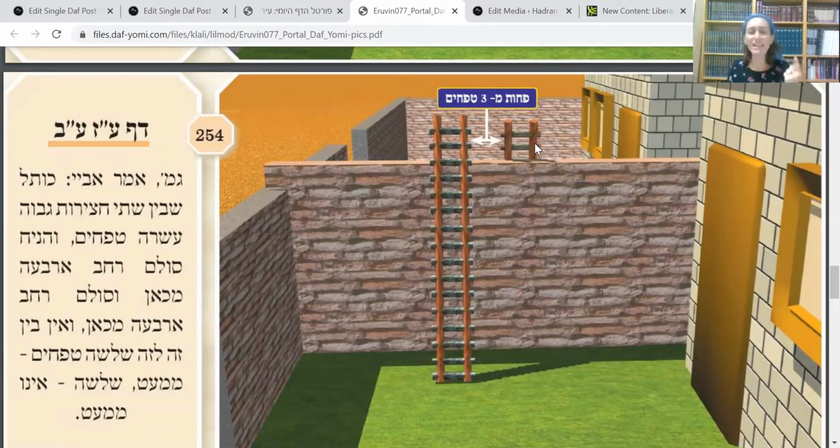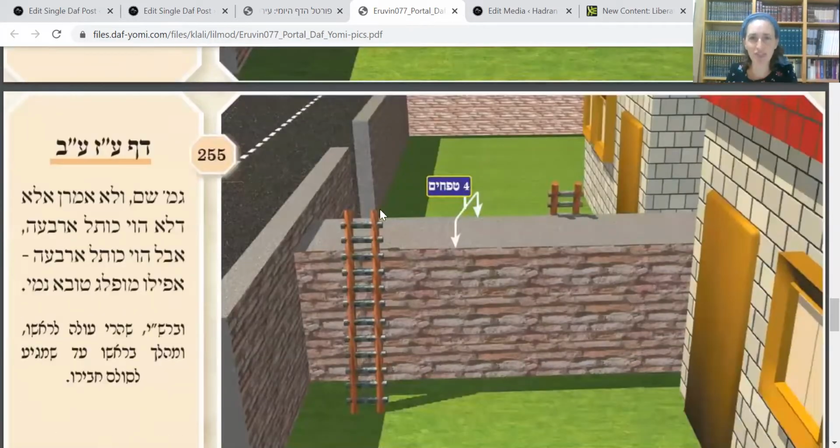It's only if the kotel isn't 4 wide. But if the top of the wall is 4 wide, then, okay, go back to my bezek guy. Once it's wide enough, even if they're very separated from each other. I can't remember if there's a picture. Yeah, here's the picture. If I have a ladder on one side of the wall and you have a ladder on the other side much further down, and the wall is 4 tefachim wide, then everyone can climb on the wall.